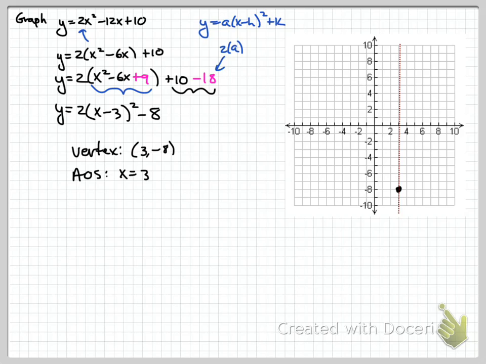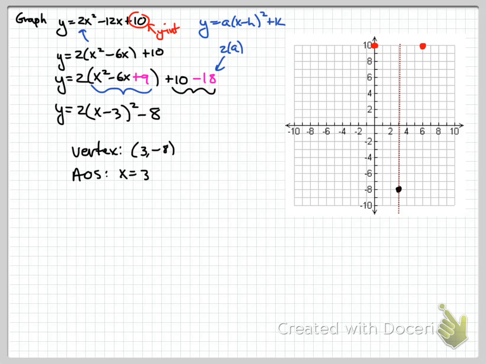Awesome. Our y-intercept of this graph: the only thing that our standard form is actually good for is finding our y-intercept right there. So we got a y-intercept of positive 10. I'm going to go ahead and graph that in red. And what's really nice is if I have that y-intercept 3 units to the left of my axis of symmetry, I'm certainly going to have one 3 units to the right as well. Let's go ahead and find our x-intercepts.